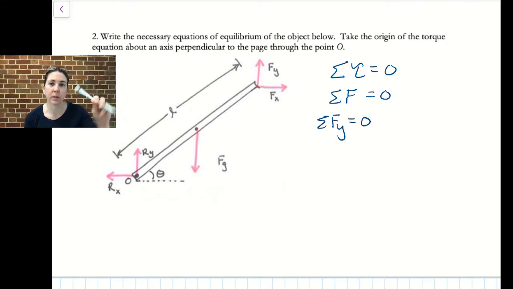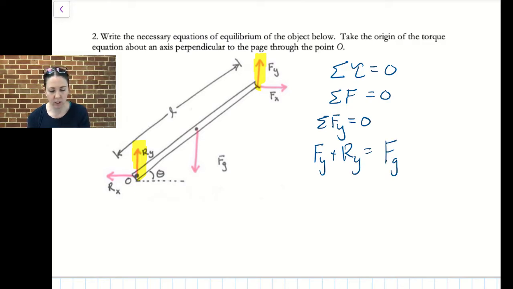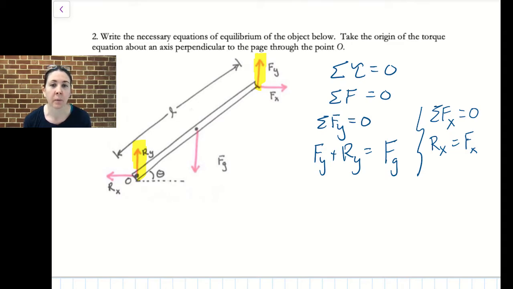So that means all of our up forces equal all of our down forces. For this problem, we have two up forces, that's Fy and Ry. And so we get Fy plus Ry equals our down force Fg. And then we'll sum our forces in the x direction. For this case, we have only Rx equal to Fx, because the sum of the forces in the x direction equals 0. We're going to sum these torques now, write our net torque equation about the axis 0 down here.